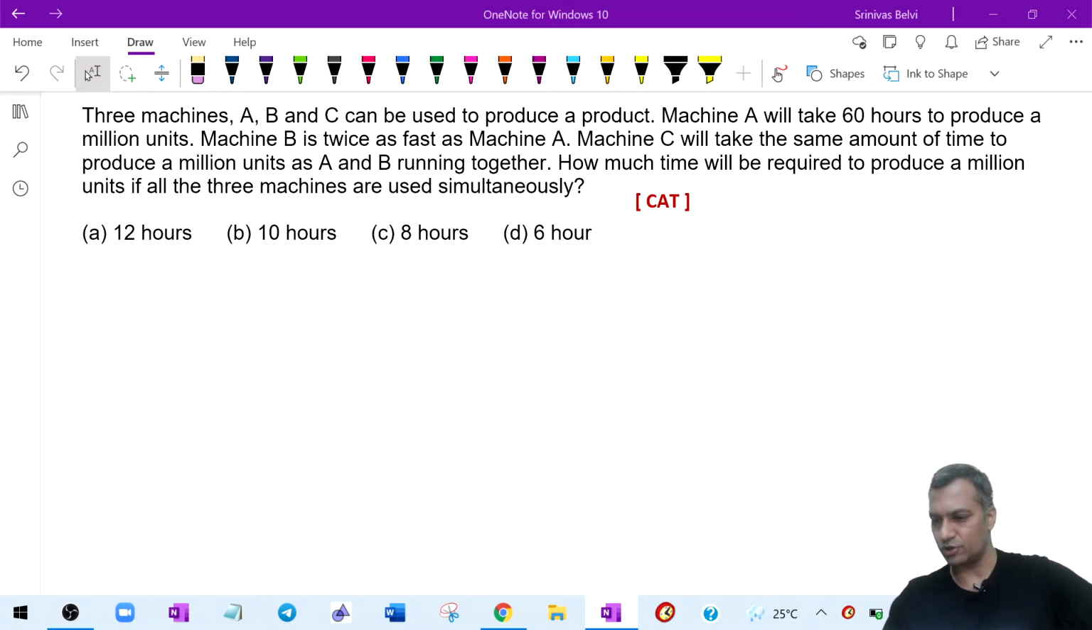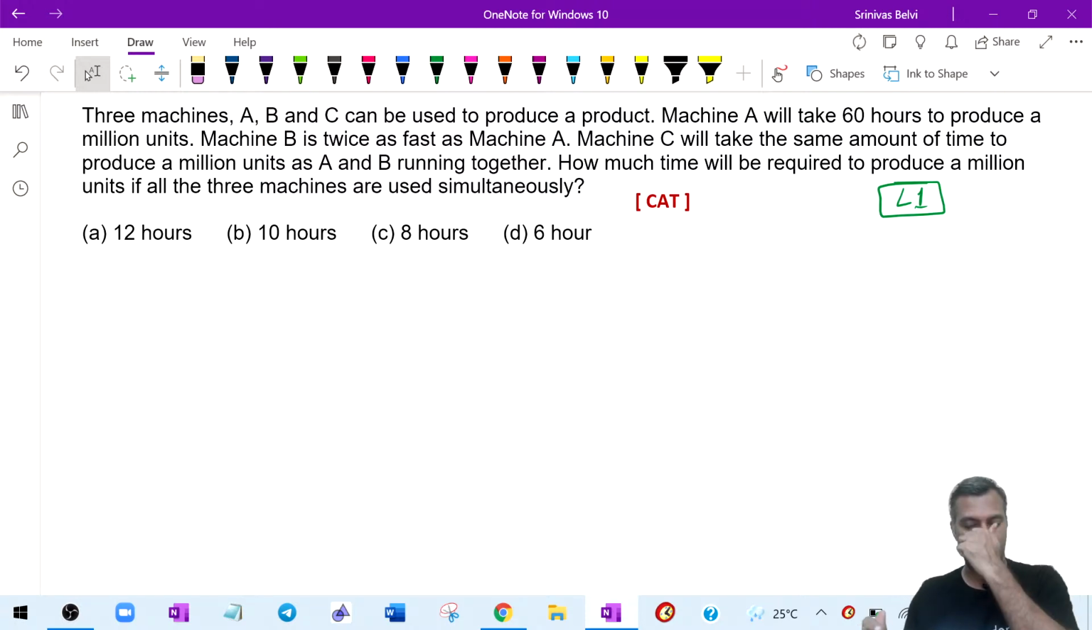Listen to me, guys. Look at this CAT question. This is a level 1 CAT question because we have just started the story. I will tell you. All right, now first of all, let's see this.